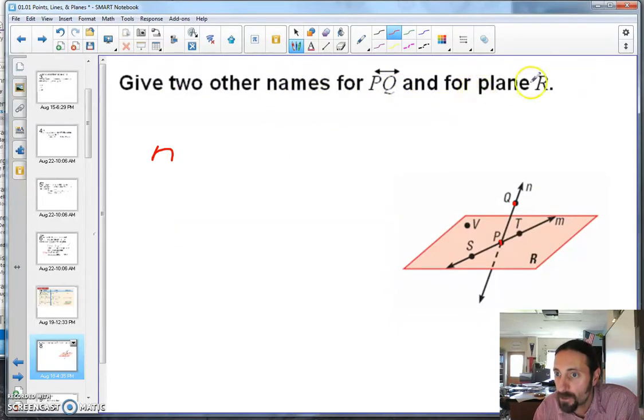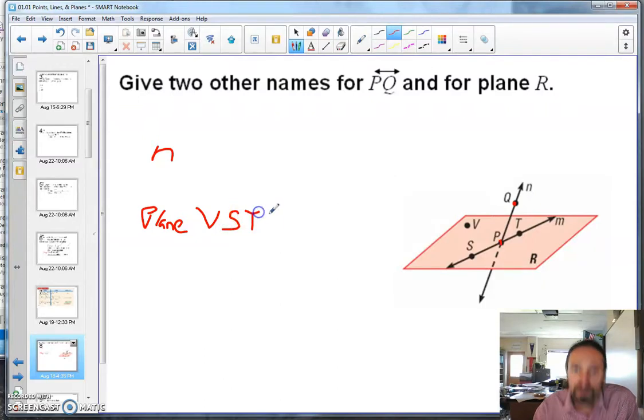Another name for plane R. Oh, I've got this big plane here. Well, what I need to do is find 3 points in the plane that are not in a line. So T, P, and S are all on a line. I'm not going to use those. So I could say plane. Oh, that's horrific. How am I going to do this? You guys will have to help me come up with a better way to write on my board. Plane. How about V, S, T? Right? That's another plane.